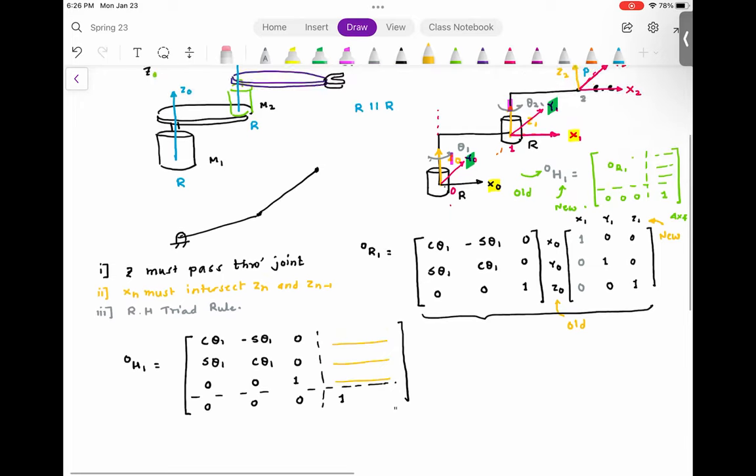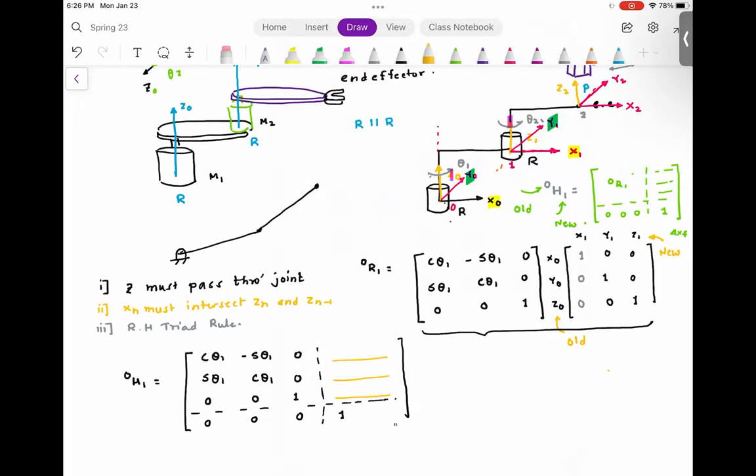And I want you to understand this very clearly. This is the distance between the new frame and old frame, expressed in old coordinate frame. Now I'll explain in just a second what it means.